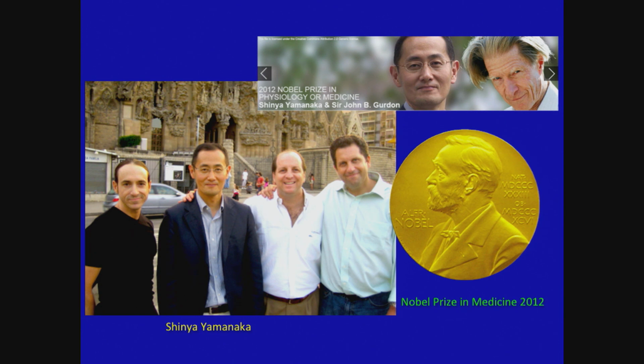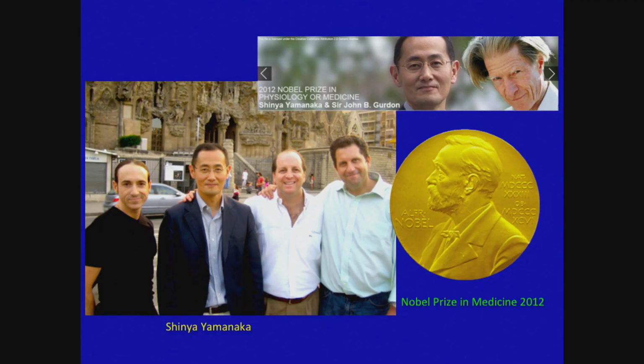But it was a great moment for us, and we were very happy because we were already working a lot with iPS cells. We knew immediately about the power of these cells. And he got the Nobel. You know who this is, of course, right? This is Sir John Gurdon.